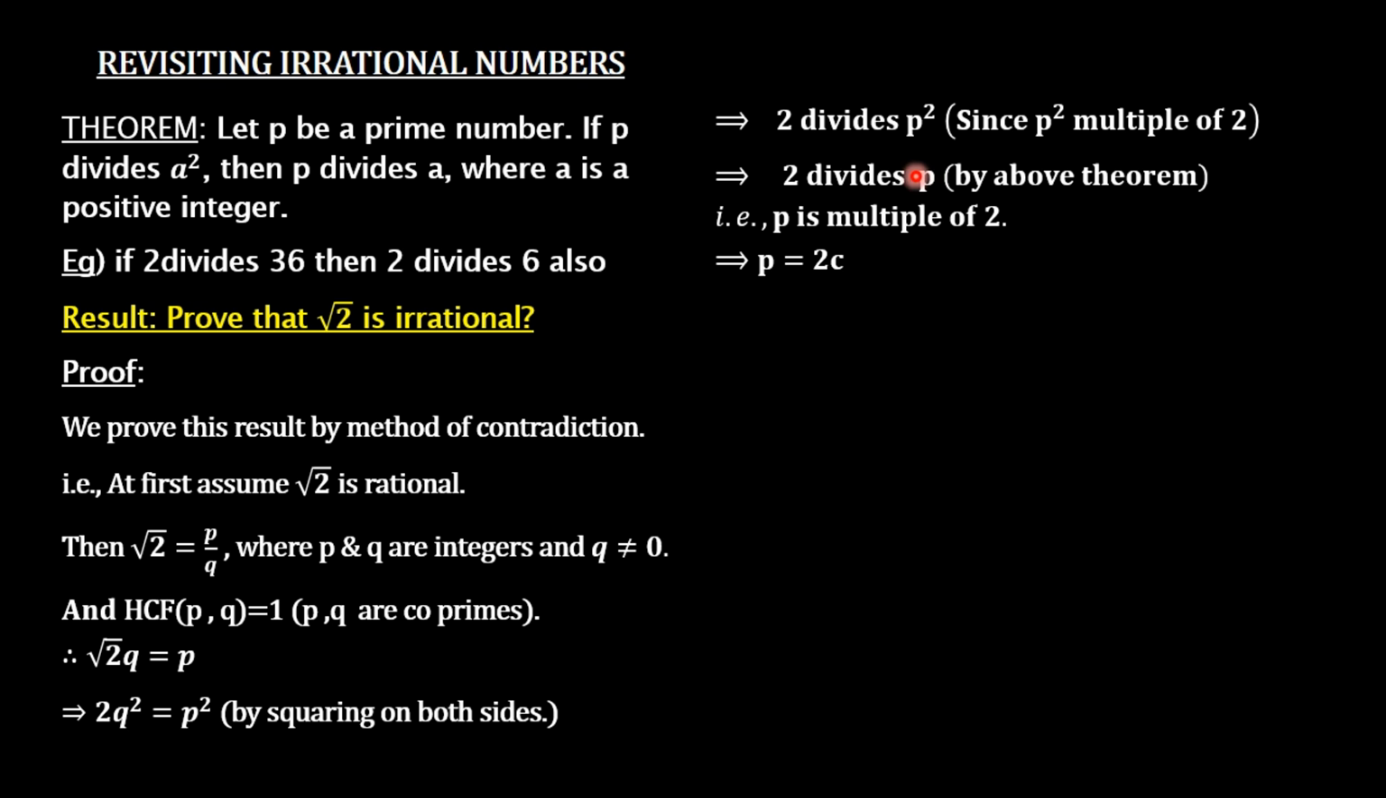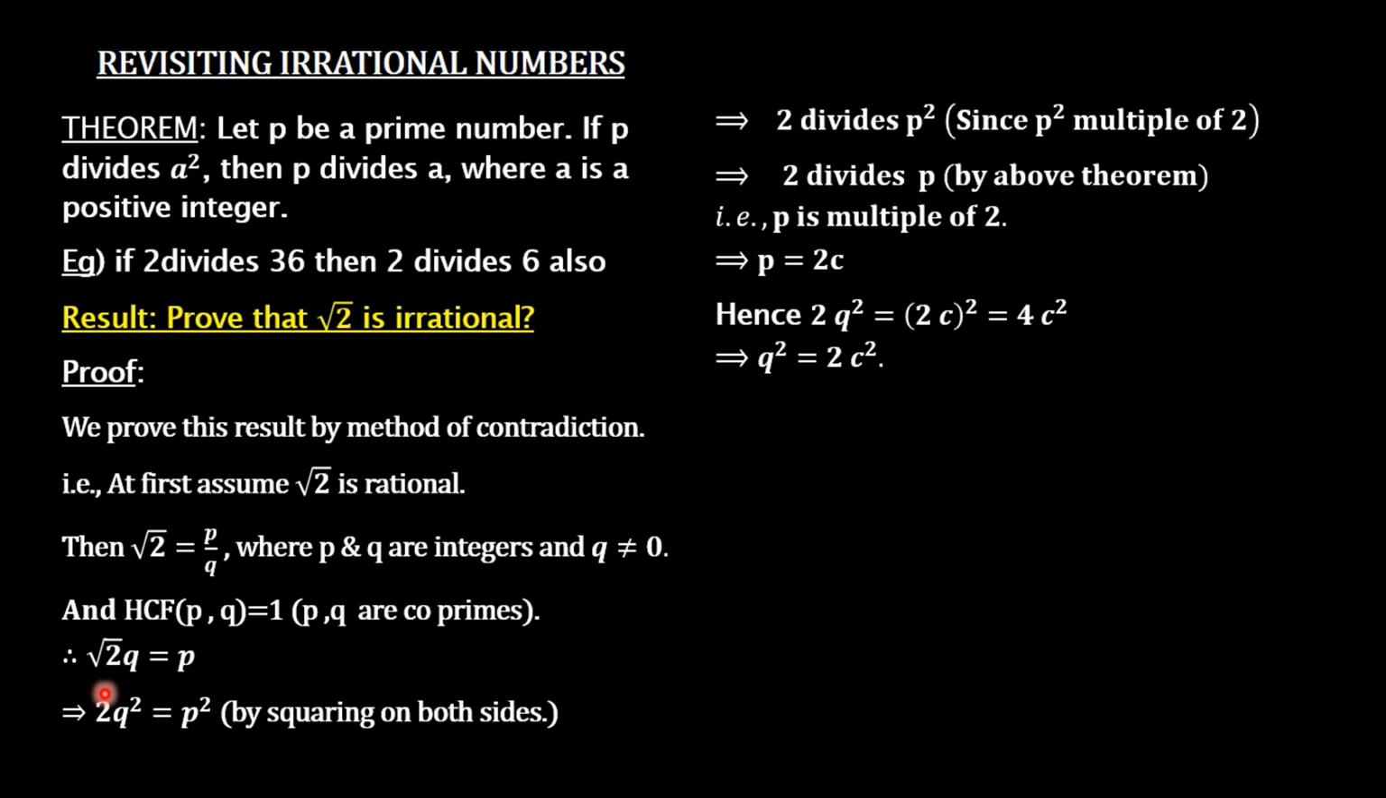Then if P equals 2C, we apply that result here. Then P square equals 2C whole square. Then 2Q square equals 4C square. That is, here P square is transformed into 4C square. And now cancelling 2 on both sides, we get Q square equals 2C square.